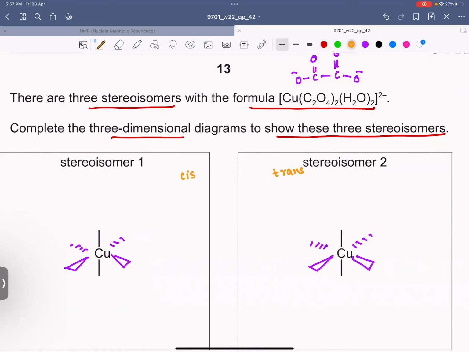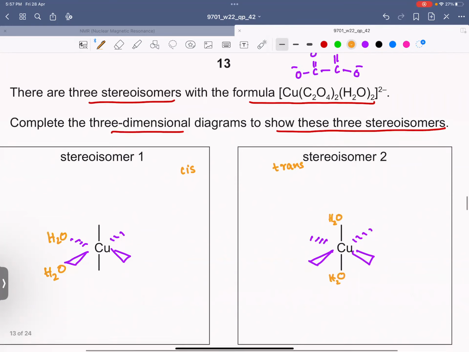Yeah, the monodentate ligand is water. So if I'm putting the two water ligands at 90 degrees, then it is cis. And if I'm putting the two water molecules at 120 degrees, 180 degrees, then it's trans. Now I'm left with the other ligand.